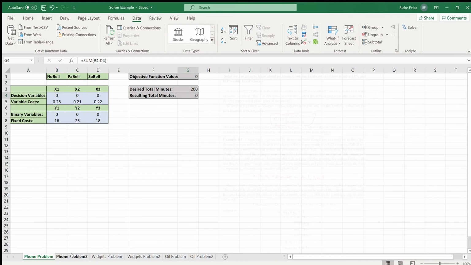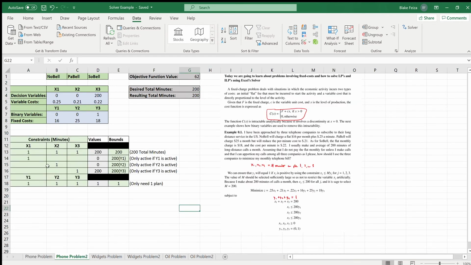Now, if we flip over here, I did implement the constraints as well into Excel. So for our x1, x2, and x3, we have our first constraint, which is x1 plus x2 plus x3 is equal to 200, which is actually already solved because I didn't reset it, but that's okay. Our x1 constraint is going to be less than or equal to 200 times y1. Again, this is only applied if y1 is active.